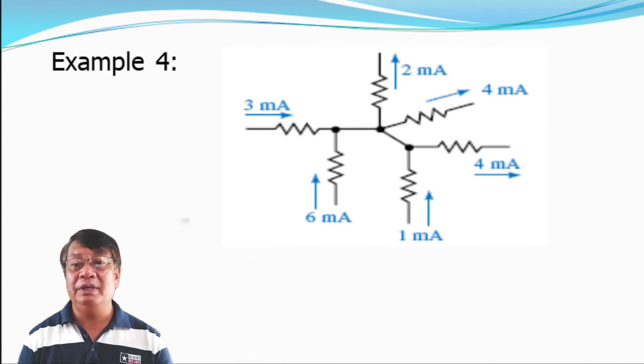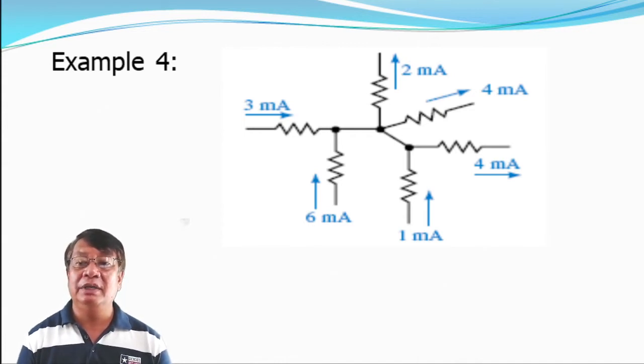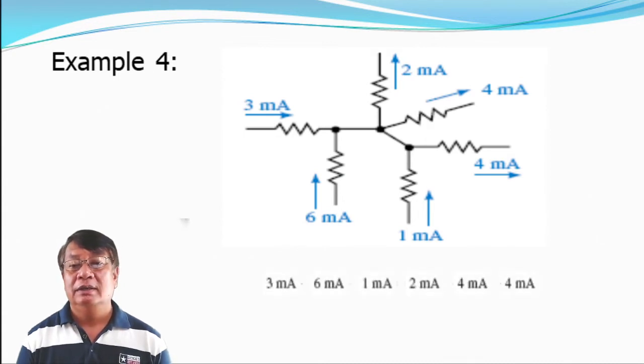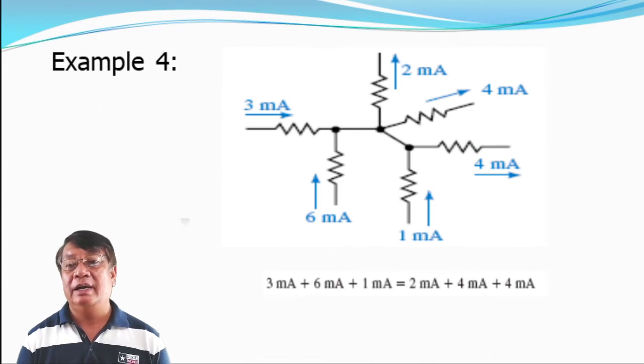How many currents are entering this combined node here? We have 3 milliamperes entering, 6 milliamperes entering, and 1 milliampere entering. And we have 4 milliamperes leaving, another 4 milliamperes leaving, and then 2 milliamperes leaving. So if you are going to solve, it will be this one. We have 3 milliamperes plus 6 milliamperes plus 1 milliampere, which is equal to the leaving currents: 2 milliamperes plus 4 milliamperes and another 4 milliamperes, and it is just equal to 10.